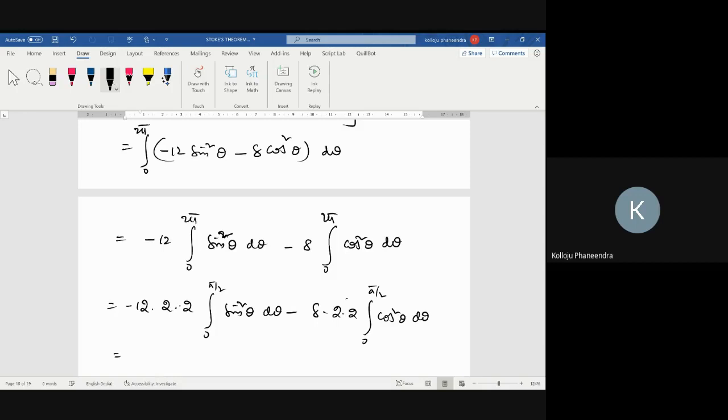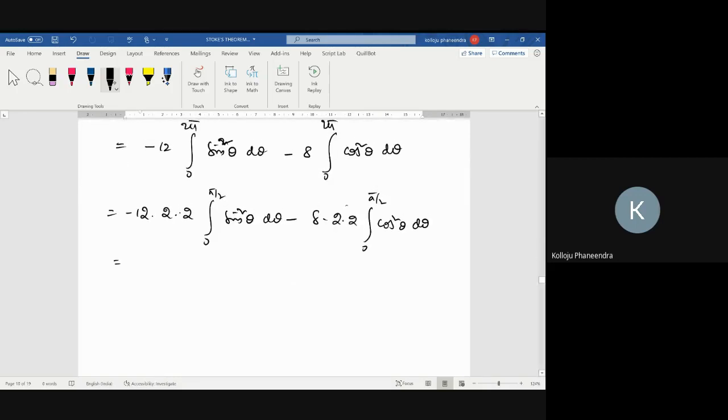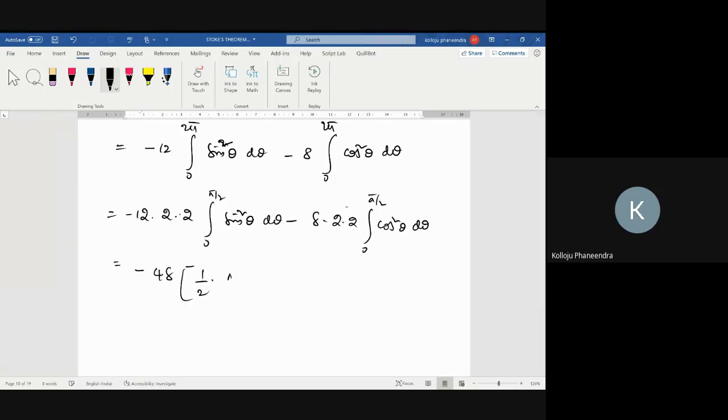So this is equal to minus 48, and applying the reduction formula, 1 by 2 into pi by 2. This is also 1 by 2 into pi by 2. So this is minus 12 pi, and this is minus 8 pi. Minus 20 pi is the answer.